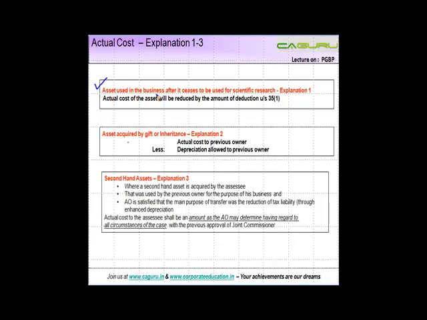Asset used in the business after it ceases to be used for scientific research. Now, as you would see in the subsequent videos, in case of assets which are used for scientific research, the amount of depreciation and the conditions relating thereto are a bit different from the normal one. In certain cases, you even get 100% deduction for all your capital expenditure in year one. So let's say, suppose I was using a plant and machinery for scientific research purpose. The research got over, but that plant and machinery can also be used for my normal business.